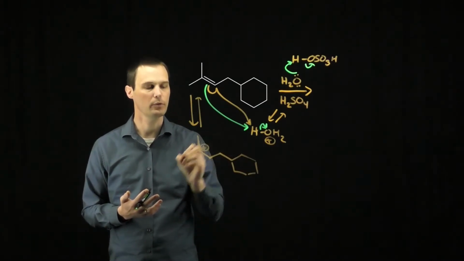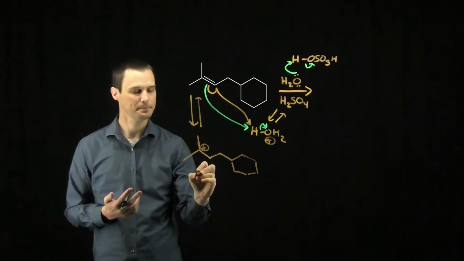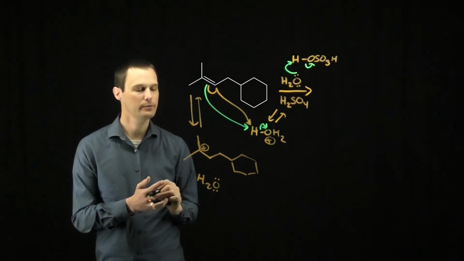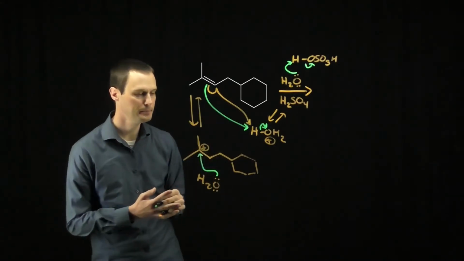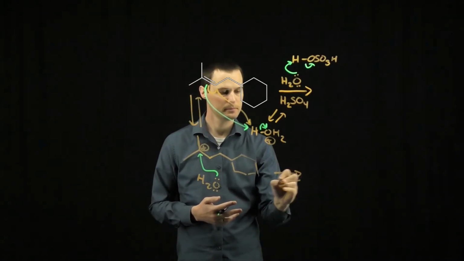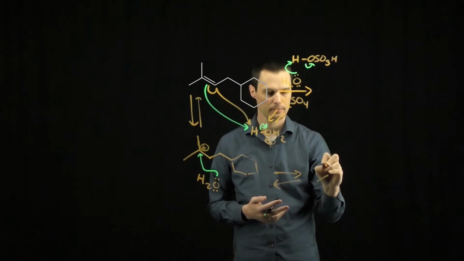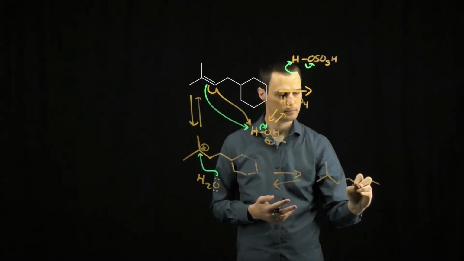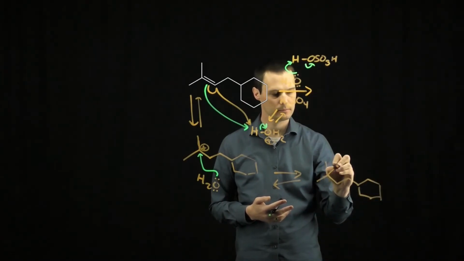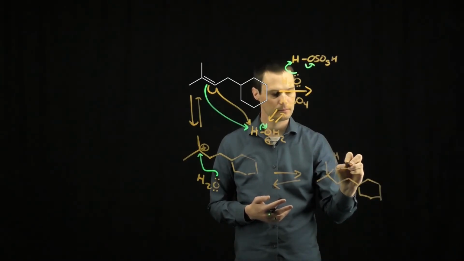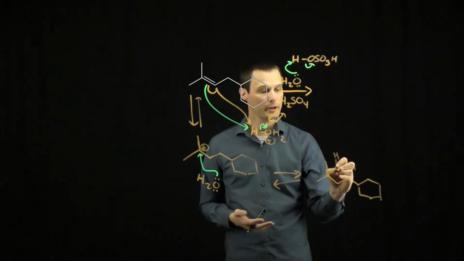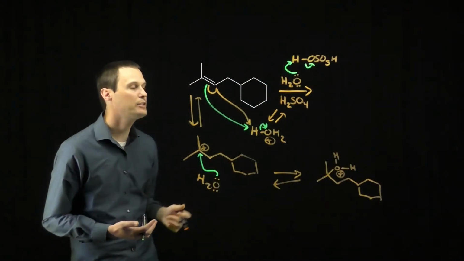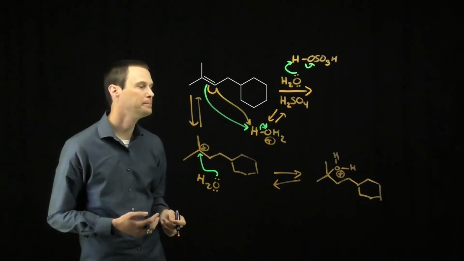Markovnikov's rule says that we'll form the most stable carbocation possible. Water will then attack this carbocation to form a new oxygen-hydrogen bond. We don't have any arrows showing the breaking of any oxygen-hydrogen bond, so oxygen will still have both hydrogens attached, which means oxygen will still be positively charged.